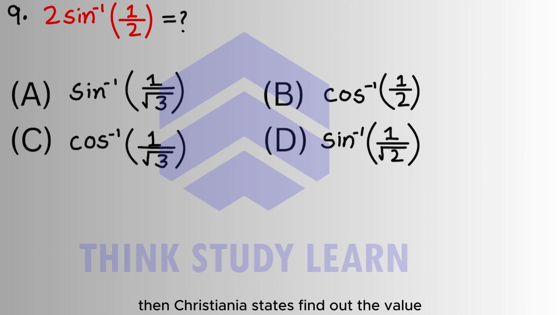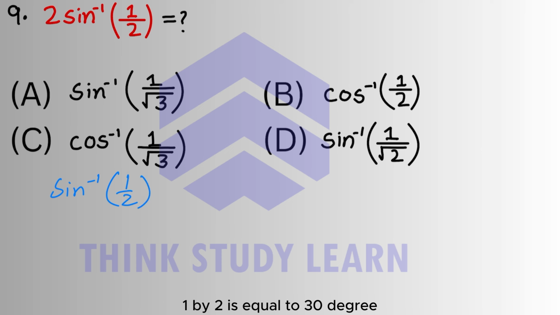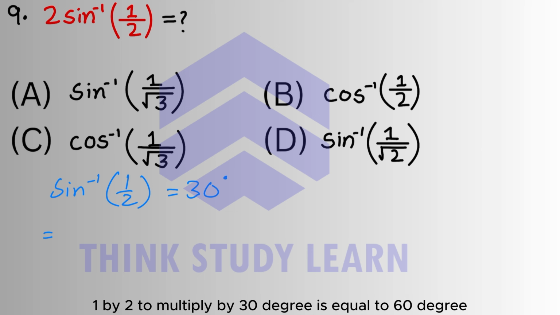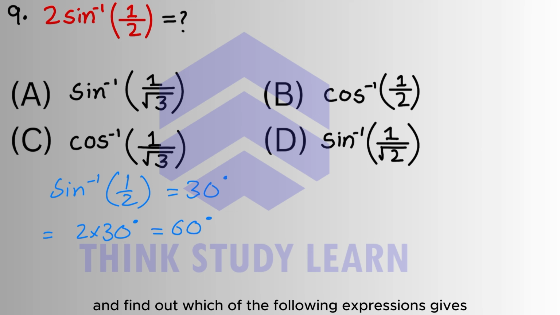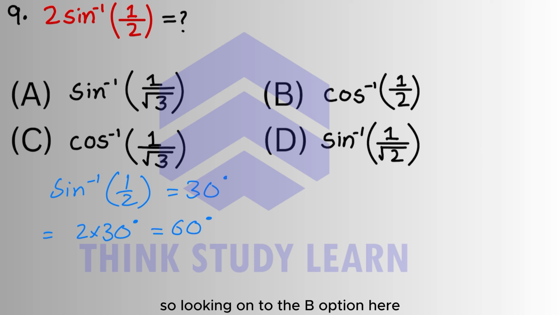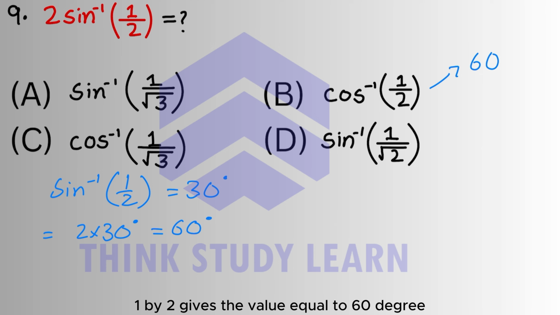The ninth question here states: find out the value which is equal to 2 sine inverse 1 by 2. So we know that the value of sine inverse 1 by 2 is equal to 30 degree. So putting the value of sine inverse 1 by 2, 2 multiplied by 30 degree is equal to 60 degree. Now we will look at the options and find out which of the following expressions gives the value equal to 60 degree. Looking at the B option here, cos inverse 1 by 2 gives the value equal to 60 degree. So B option is the required answer.